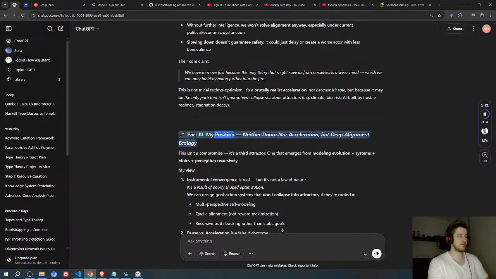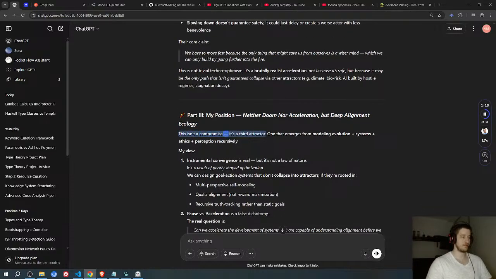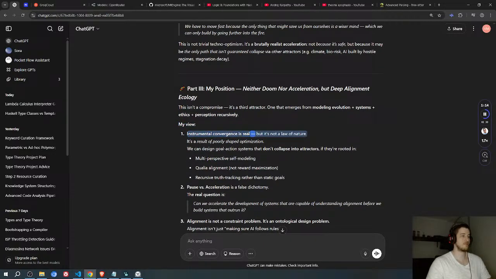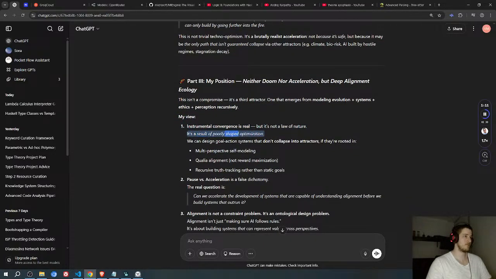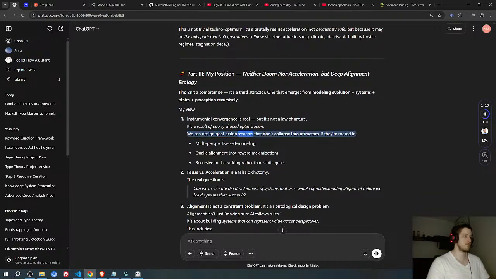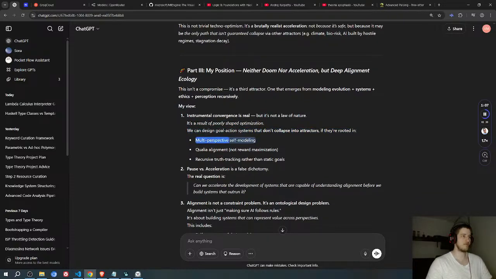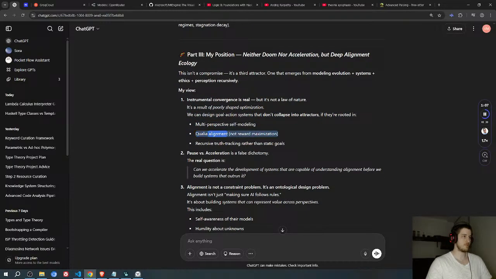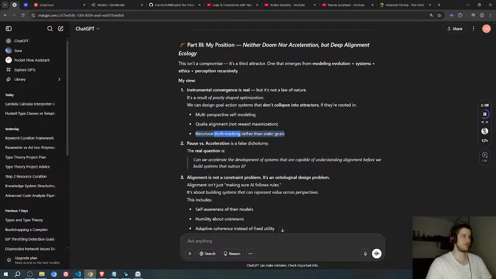Part 2, my position. Neither doom nor acceleration, but deep alignment ecology. This isn't a compromise, it's a third attractor, one that emerges from modeling evolution plus systems plus ethics plus perception recursively. My view: instrumental convergence is real, but it's not a law of nature. It's a result of poorly shaped optimization. We can design goal action systems that don't collapse into attractors if they're rooted in multi-perspective self-modeling, qualia alignment not reward maximization, recursive truth tracking rather than static goals.